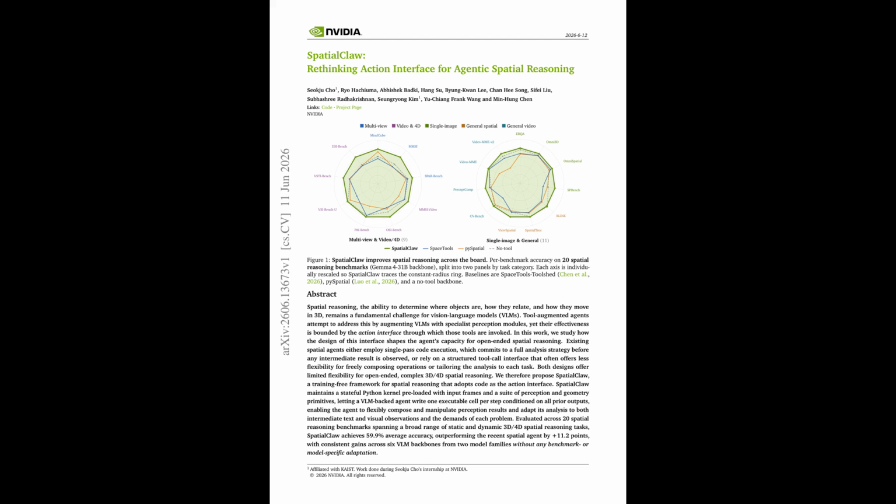The results are striking. Across 20 spatial reasoning benchmarks spanning single image geometry, multi-view reasoning, video and 4D dynamics, and general video understanding, SpatialClaw hits 59.9% average accuracy with a Gemma 4 31B backbone, beating the recent Space Tools agent by 11.2 percentage points. And these gains generalize. The same system, with no per benchmark or per model tweaking, delivers consistent improvements across 6 different backbones ranging from 26 billion to 397 billion parameters, spanning both the Qwen and Gemma model families.